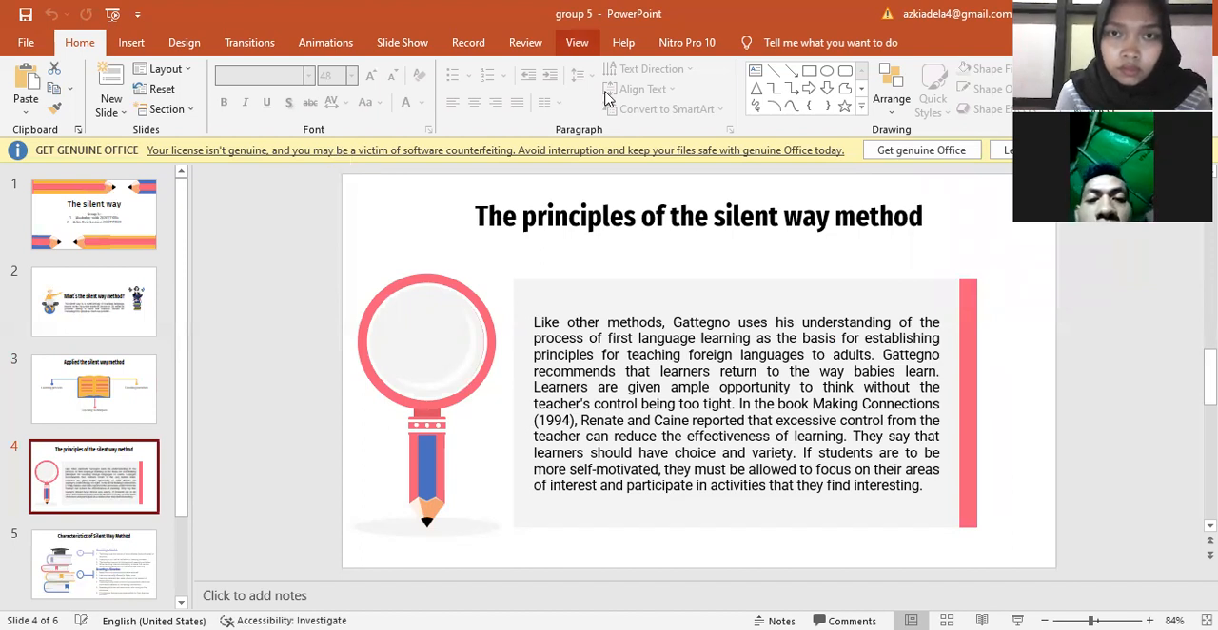Gattegno recommends that learners return to the way babies learn. Learners are given ample opportunity to learn without the teacher's control being too tight. In Making Connections, 1994, Renee and Sain reported that excessive control from the teacher can reduce the effectiveness of learning. They say that learners should have choice and variety. If students are to be more self-motivated, they must be allowed to focus on their areas of interest and participate in activities that they find interesting.